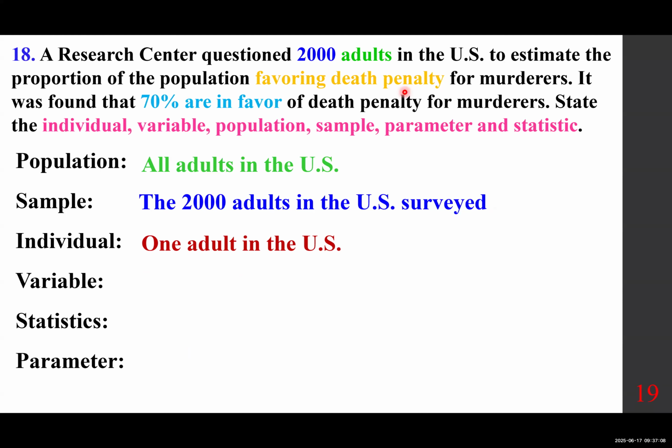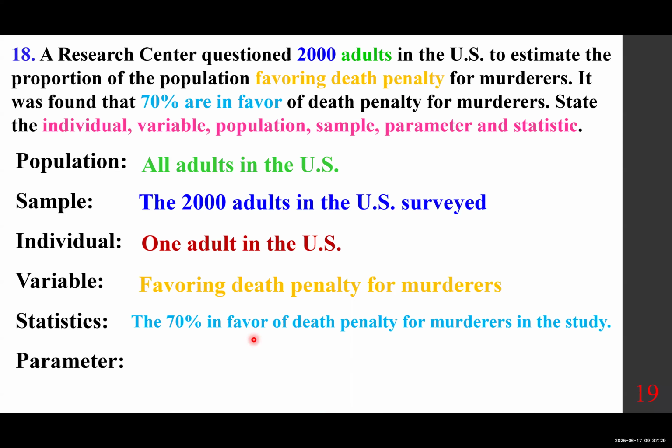Variable, what are we asking? Favoring death penalty for murderers. That is the variable. It's going to vary. You are favoring, that means you're for it or you're against it. Statistics. Now, out of those 2,000, it was found that 70% are in favor. So the 70% in favor of death penalty for murderers in this study is the statistic.